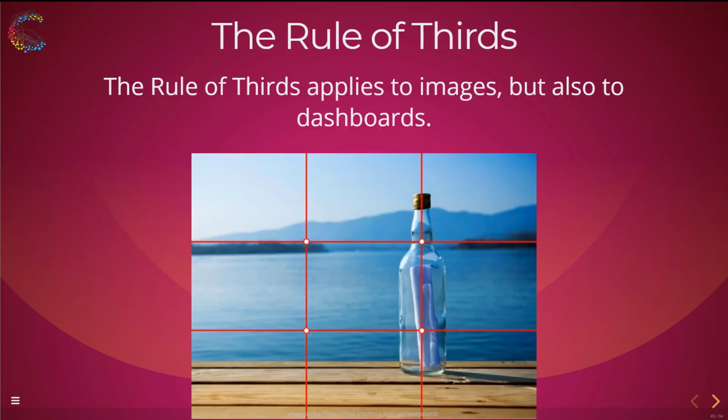The rule of thirds also applies to dashboards. So here's a quick explanation of the rule of thirds in case you've never seen it before. You have a photograph or a painting or any sort of visual element. What you do is you break up that visual into thirds, horizontally and vertically. Your subject ought to be somewhere near the intersection of horizontal thirds and vertical thirds. So in this case, our subject is this bottle, and our subject aligns with 2 of those 4 intersection points.